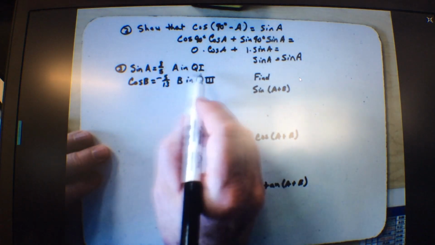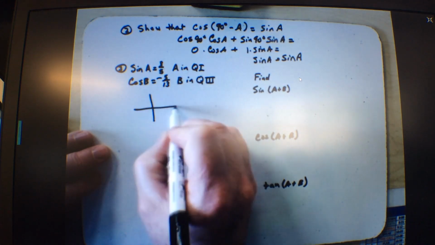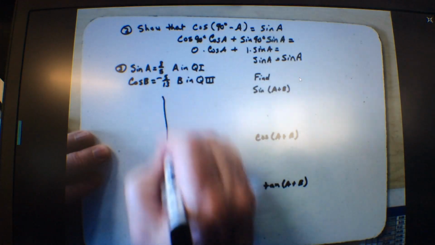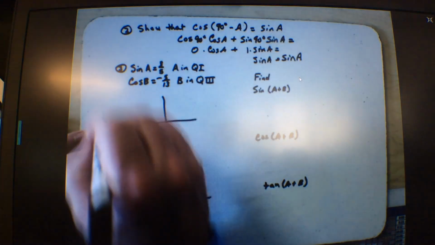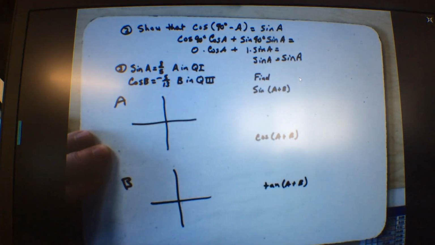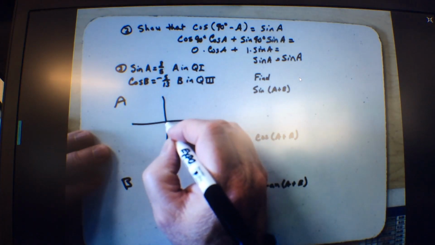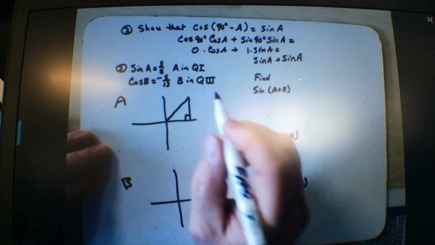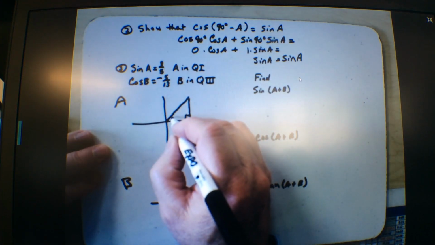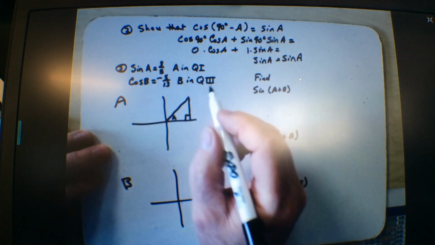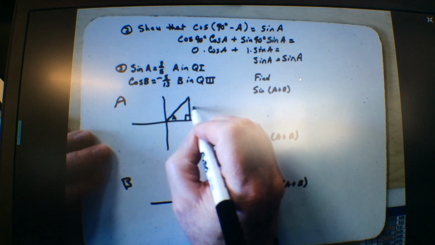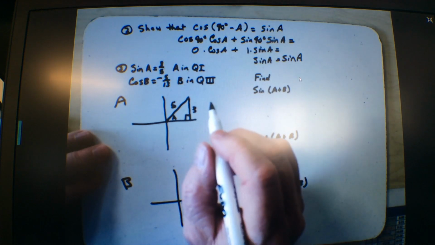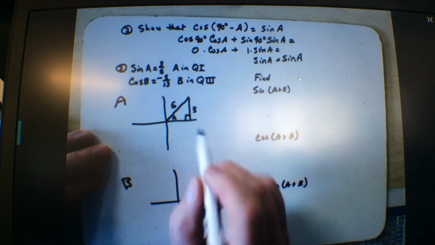All right, so we'll start and we'll draw. You want to draw a triangle for A, and I'm going to need a bigger picture. So this is A and this is B. A is in quadrant 1, so it's like this, correct? It's a right triangle in quadrant 1, and sine is 3/5. So here's A. It's 3/5, and it's sine, so this is 3, opposite over hypotenuse. Right, but then we have to find this side. How do we do that?